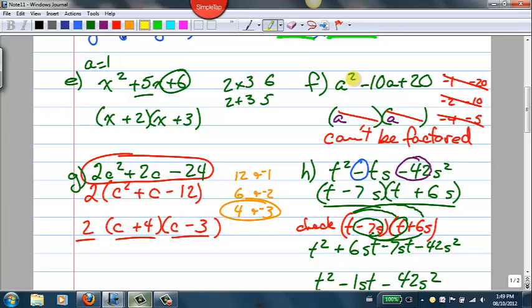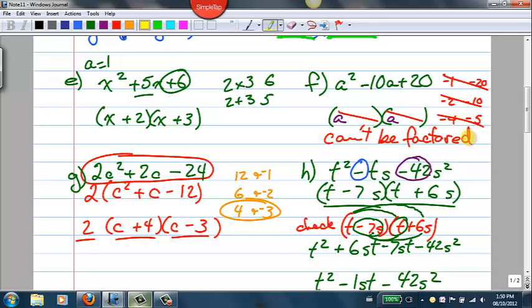In this one, we've got a squared minus 10a plus 20. We start with a and a. We find the numbers that multiply to give 20 that add to give negative 10. So if they multiply to give positive 20 and add to give negative 10, then the 2 numbers must be negative. So I look at negative 1 and negative 20, negative 2 and negative 10, negative 4 and negative 5. And those are the only choices. And then I choose which ones add to give negative 10. But none of them do. So it can't be factored.